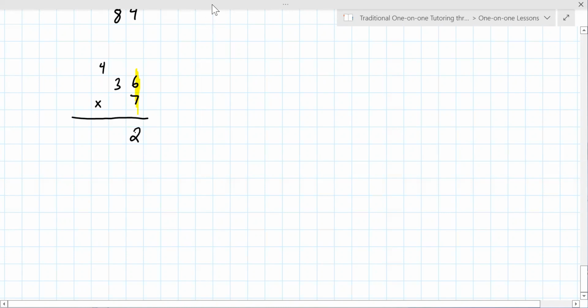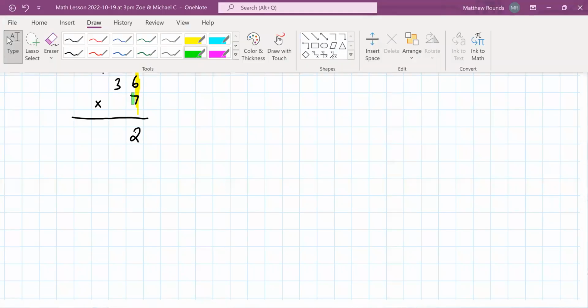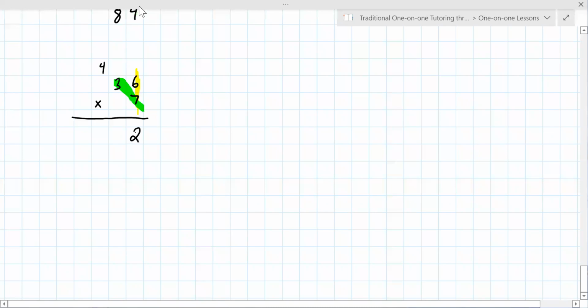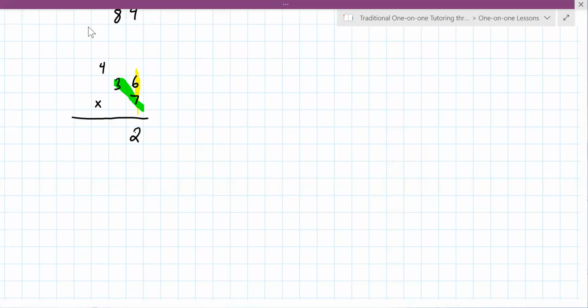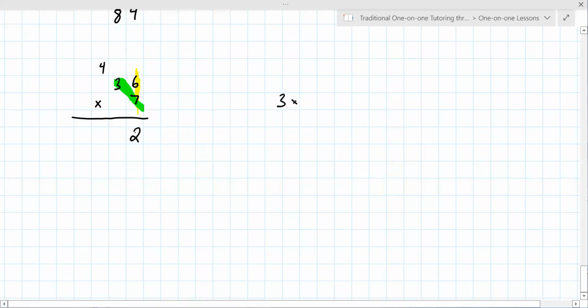And then what two numbers do you multiply by next? 3 times 7. 3 times 7, yeah. So 3 times 7, and then you add the carry of 4. 26. Say that again. 26. So 3 times 7 is 21 plus the 4. 25. 25. Okay.